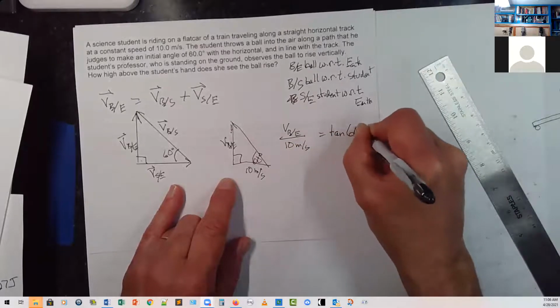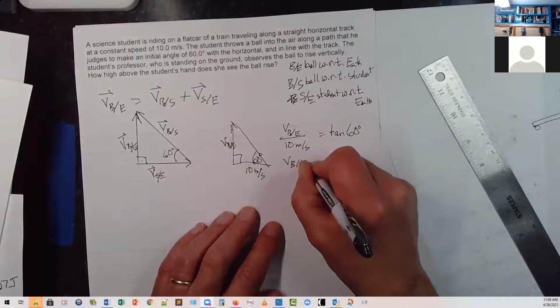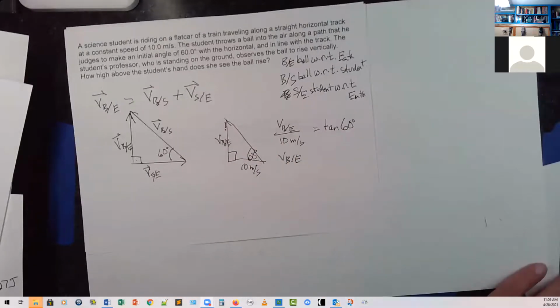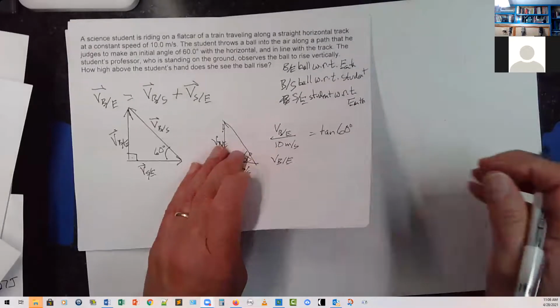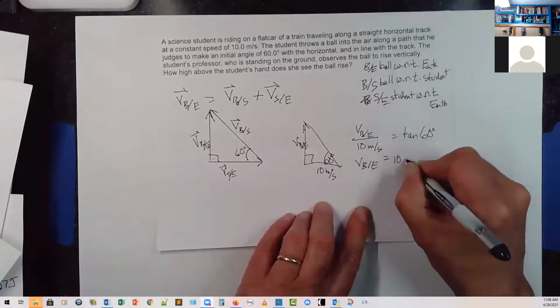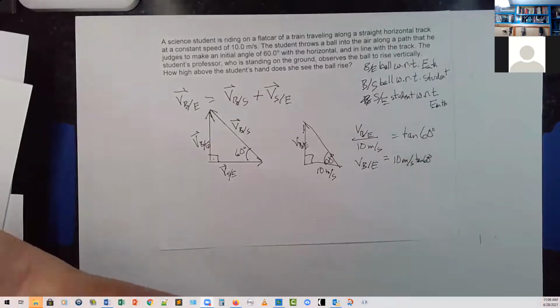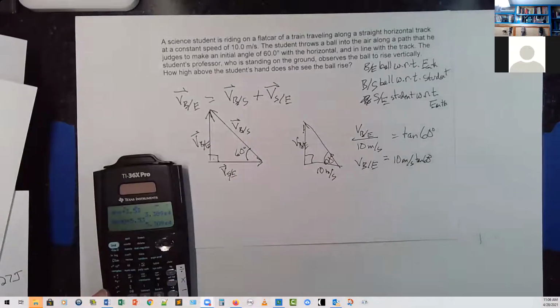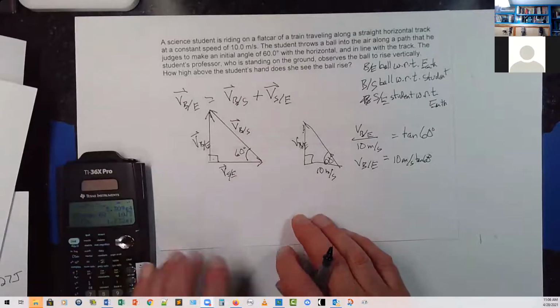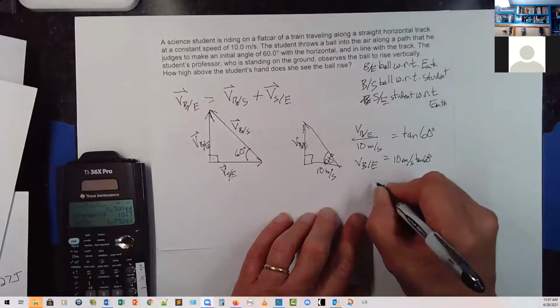So the velocity of the ball with respect to the Earth divided by 10 meters per second is the tangent of 60 degrees, which means the velocity of the ball with respect to the Earth, I'm going to get rid of my drawing and center this here, is going to equal 10 meters per second tangent of 60, which is 10 times tan 60, and I bet I'm going to get some weird 10 times the square root of 3, which is actually 17.3 meters per second.